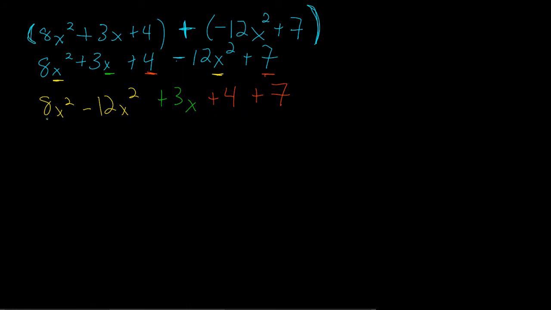If I have 8 of these, minus 12 of them, I end up with negative 4 of them. I still only have 3x of those. And 4 plus 7 is 11. And so my final polynomial, I'll revert back to my blue.